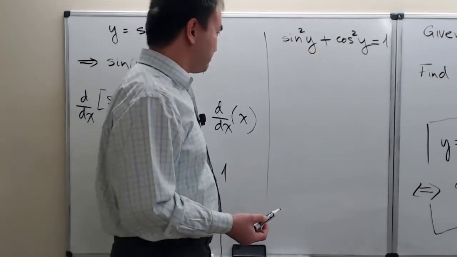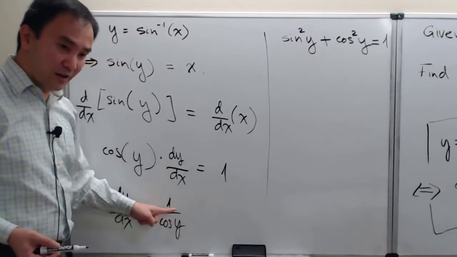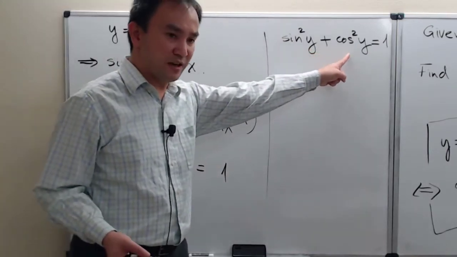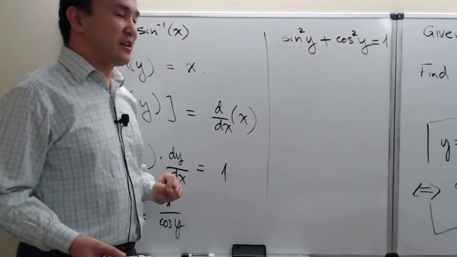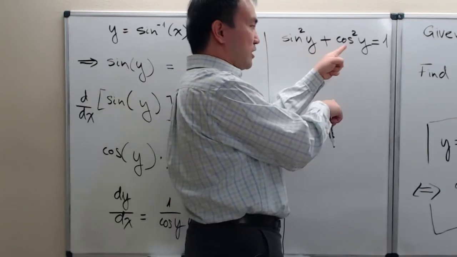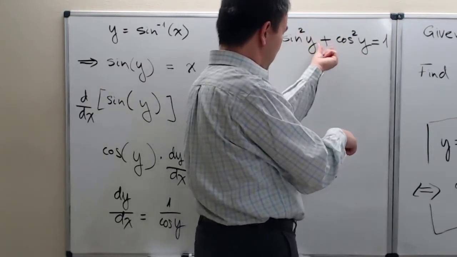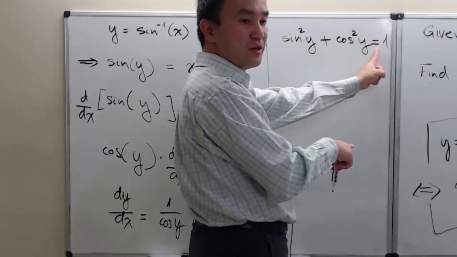Okay, so what I notice here is that cosine of y can be involved in this identity, and so since sine squared of y plus cosine squared of y, no matter what the value of y is, that sum of two squares right here must always equal 1.